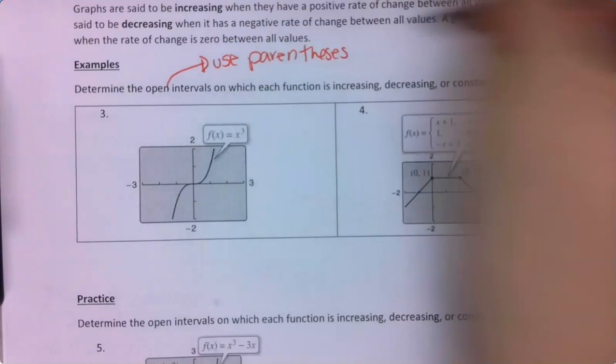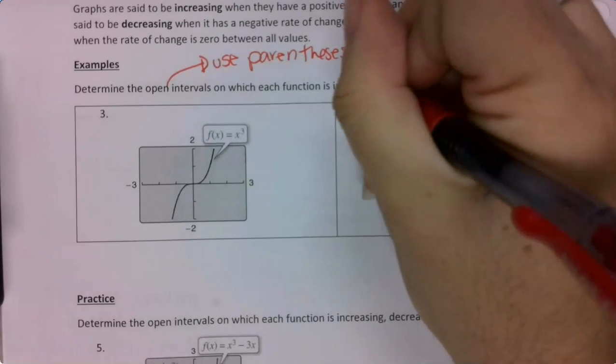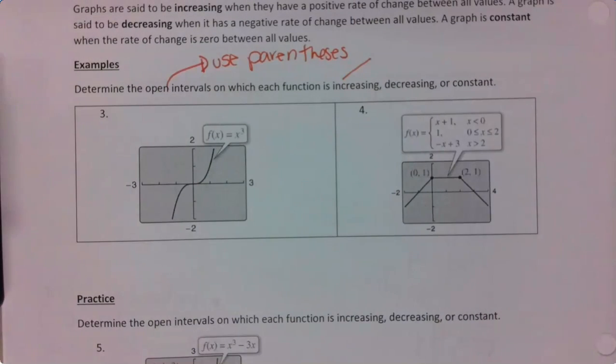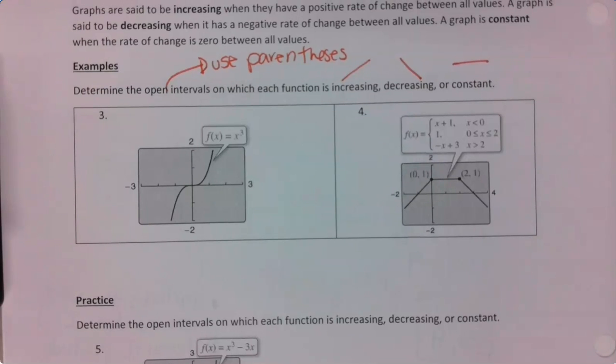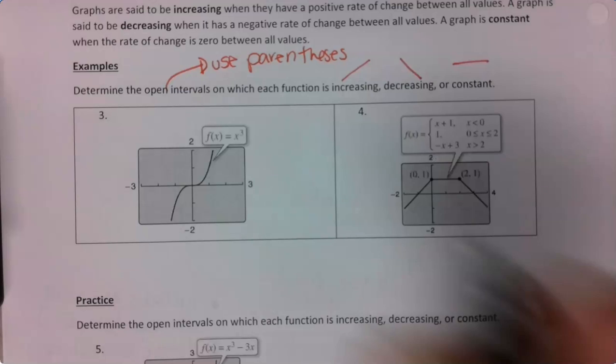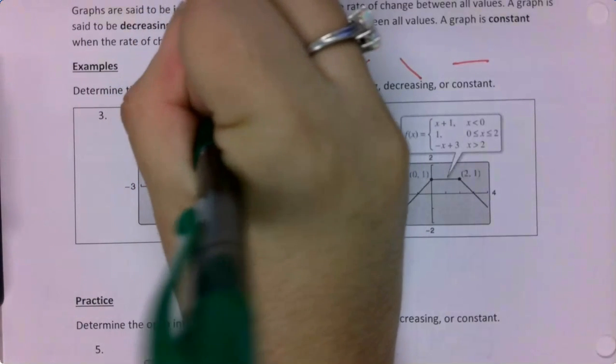Where each function is increasing, that's where I have a positive trend. Decreasing is where I have a negative trend, and constant is straight across. And then when I'm doing this for increasing, decreasing, and constant, I will always use x values.